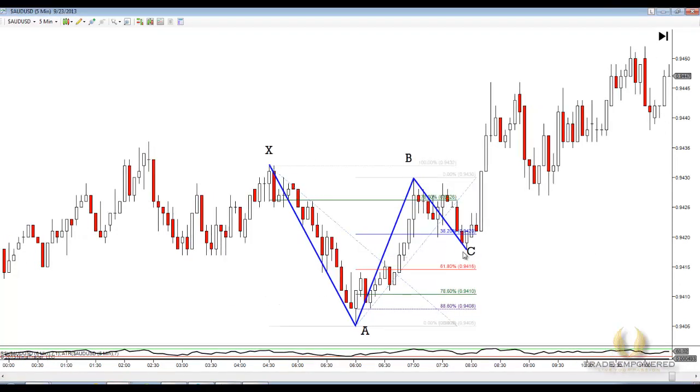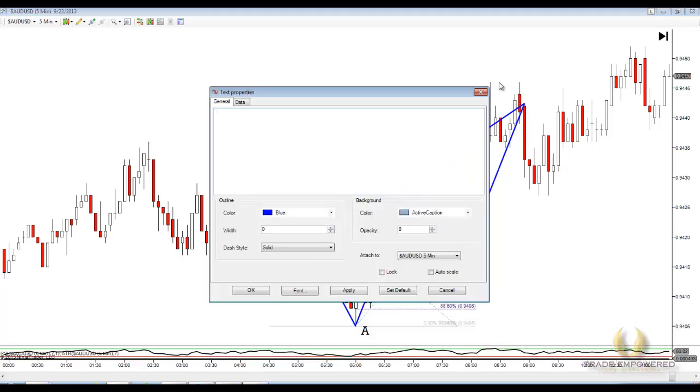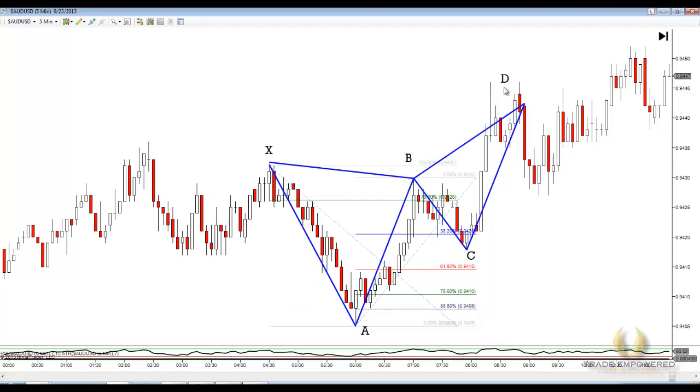Then, just like an ABCD pattern, we're going to copy and paste our A to B leg. We're going to attach that onto our C leg. You see that's going to predict our butterfly pattern completion, which is going to come in with our D right up here. And for you guys familiar with the other training lessons, you can also see we double top up here, and then we roll right back down.